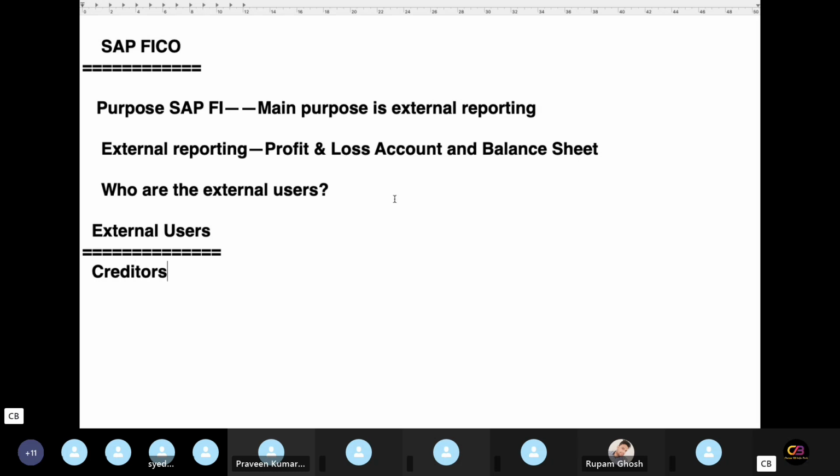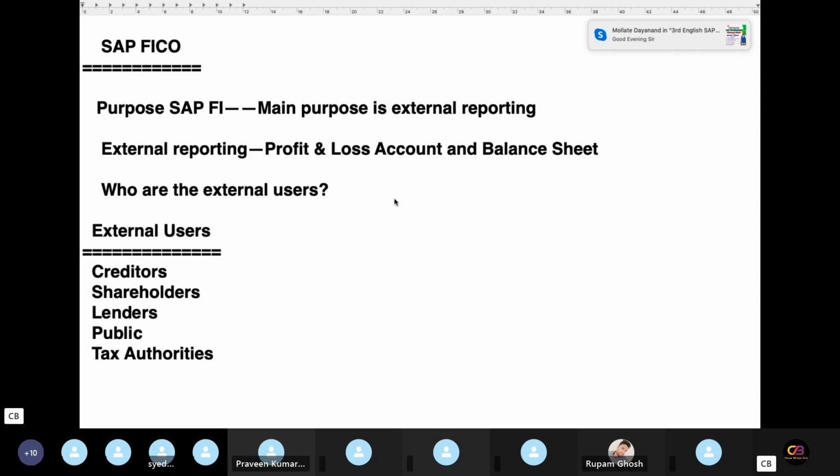So external users are creditors, shareholders, lenders, public, tax authorities. These are all external users. Shareholders will invest money into the company based upon the company's financial health. If the financial status is okay, then they will invest money, right?